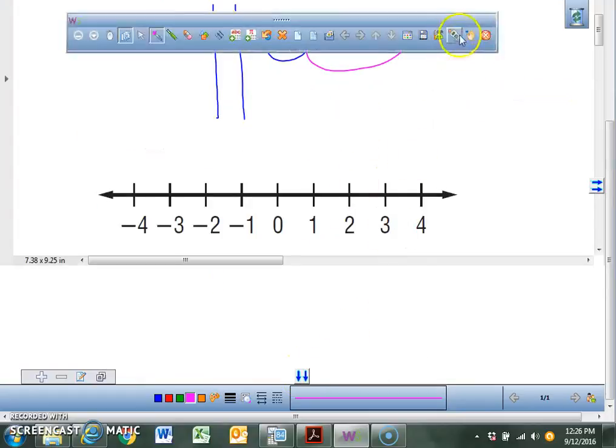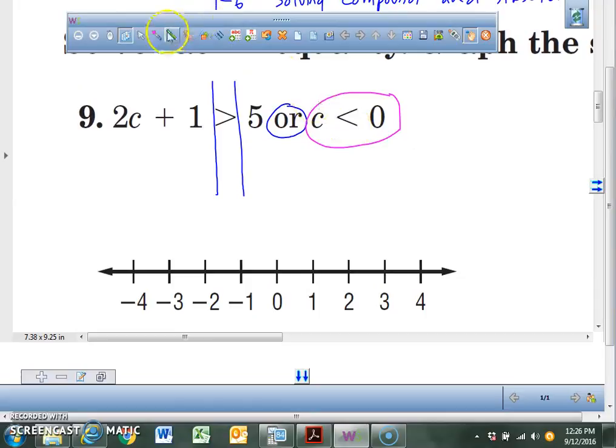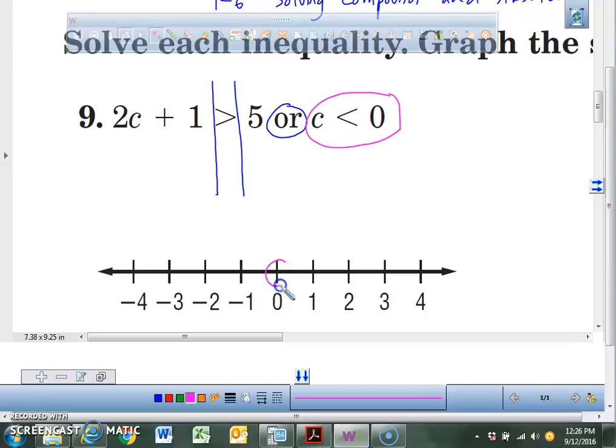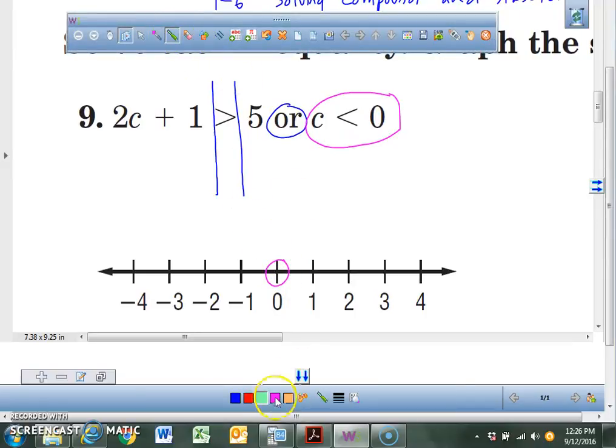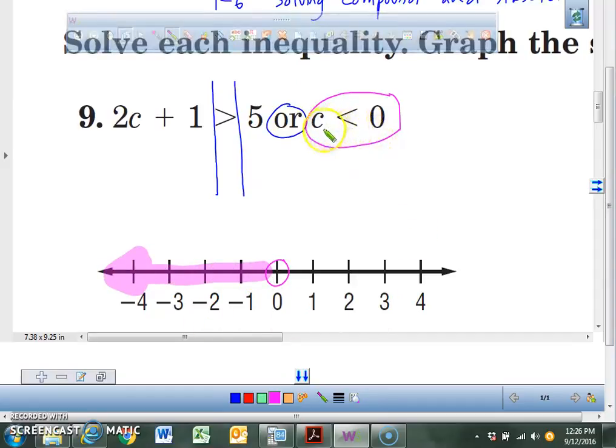Could we graph that if we wanted to right now and get it done with? All right, how do we do that? Go to 0. What am I going to do next? It's not going to be filled in. It's going to be empty, like open, right? And where are we going to shade on this particular one? To the left. So guess what? We're like halfway there. Good. We're starting off from 0 because it says C is less than 0.